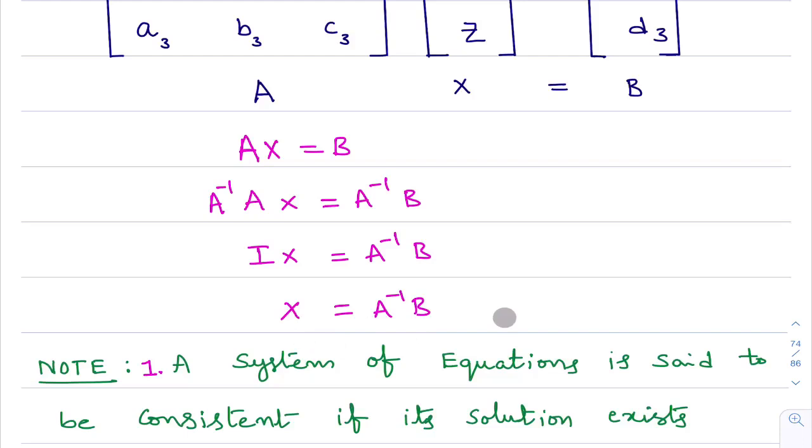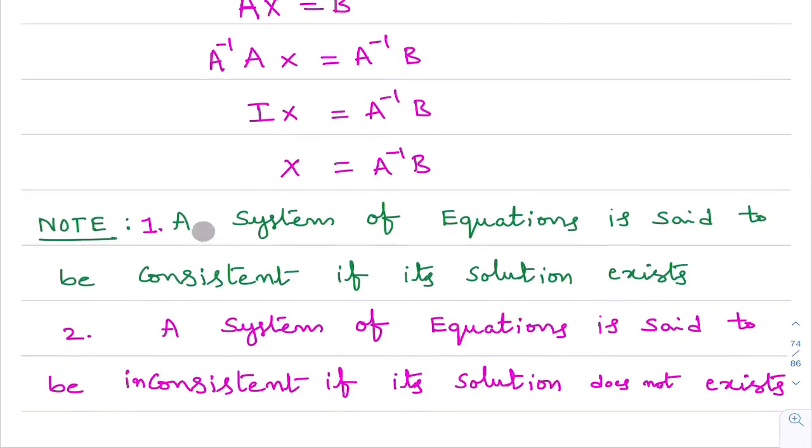Okay. And another 2 concepts are there. One is consistency, inconsistency. When we say given system of equations is consistent, when we say given system of equations is inconsistent, 2 things are there. A system of equations is said to be consistent if its solution exists. That means when we are able to find capital X here, then we say the system is consistent. You will come to know clearly when we do one first problem or when we do few problems, then you will come to know what is this consistency, inconsistency.